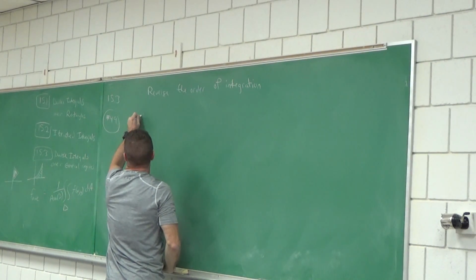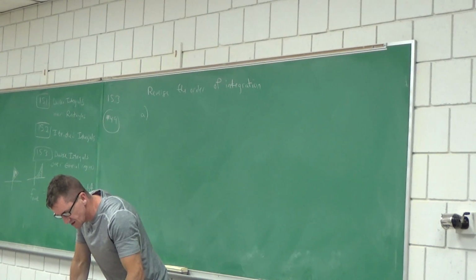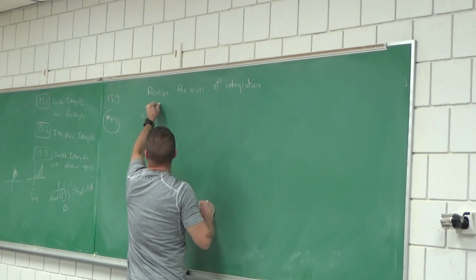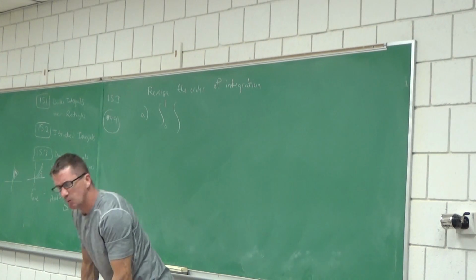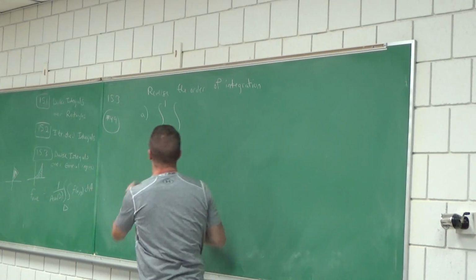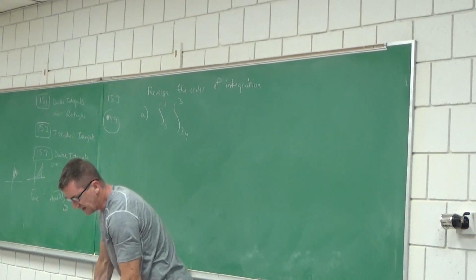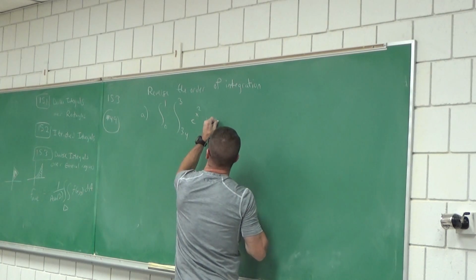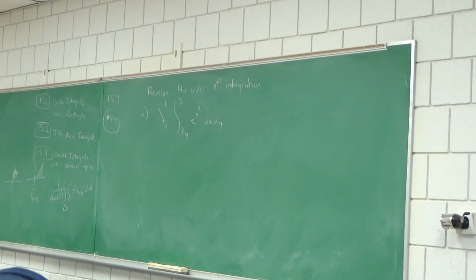So I'm going to put letter A. Here's the setup. Reverse the order of integration. They've got 0 to 1, 3y to 3, e to the x squared, dx dy. You'd be told to do this during the test, but you can study it carefully.